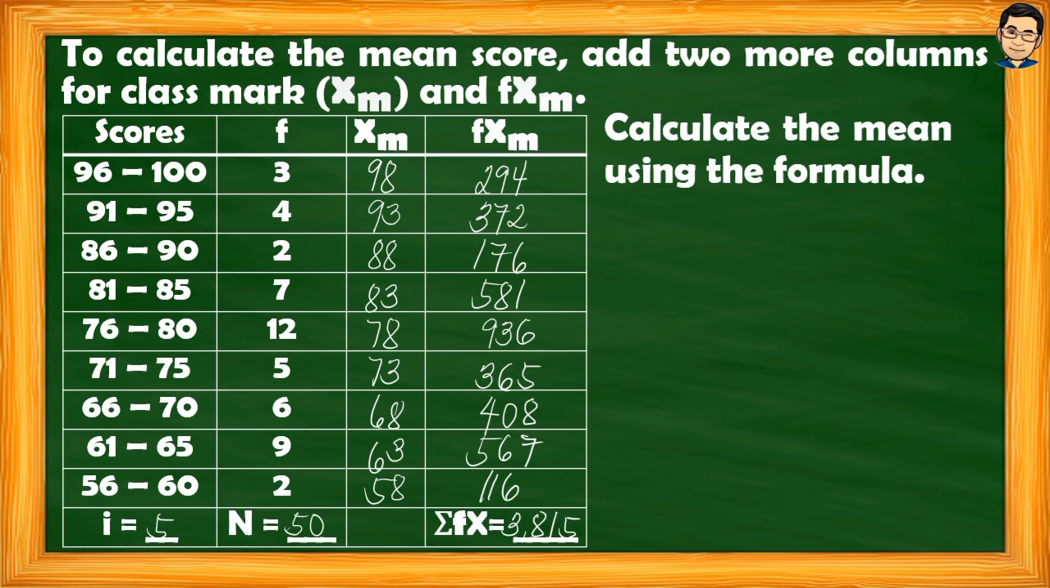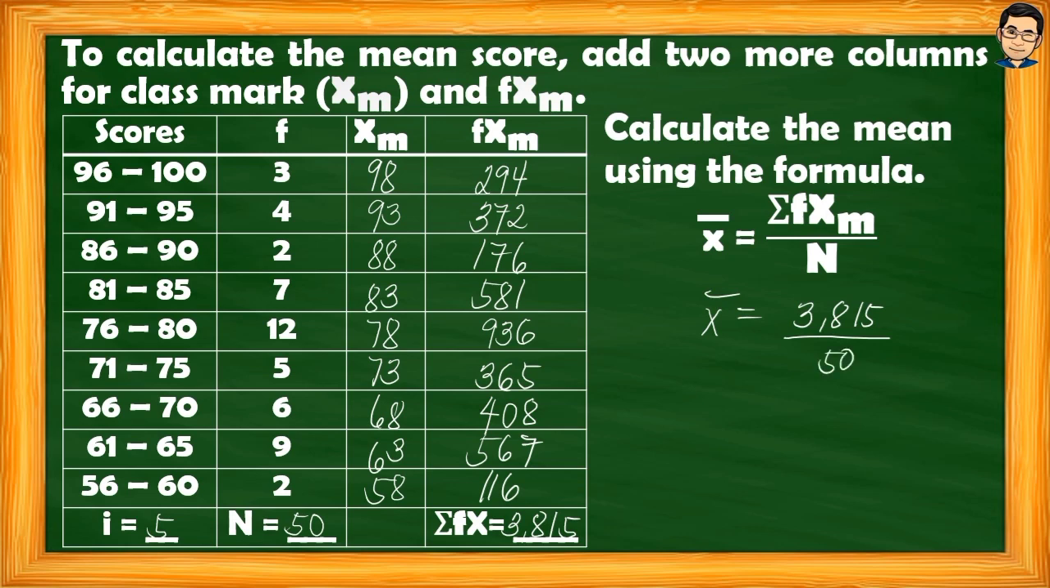So, calculate the mean using the formula. So, ito yung formula natin kanina. Mean is equal to summation of the product of frequency and the class mark all over n. So, yung nakuha nating summation is 3,815, di ba? So, ito siya. And then, over n, that is 50 kasi there are 50 students. So, i-divide lang po natin yon sa 50.